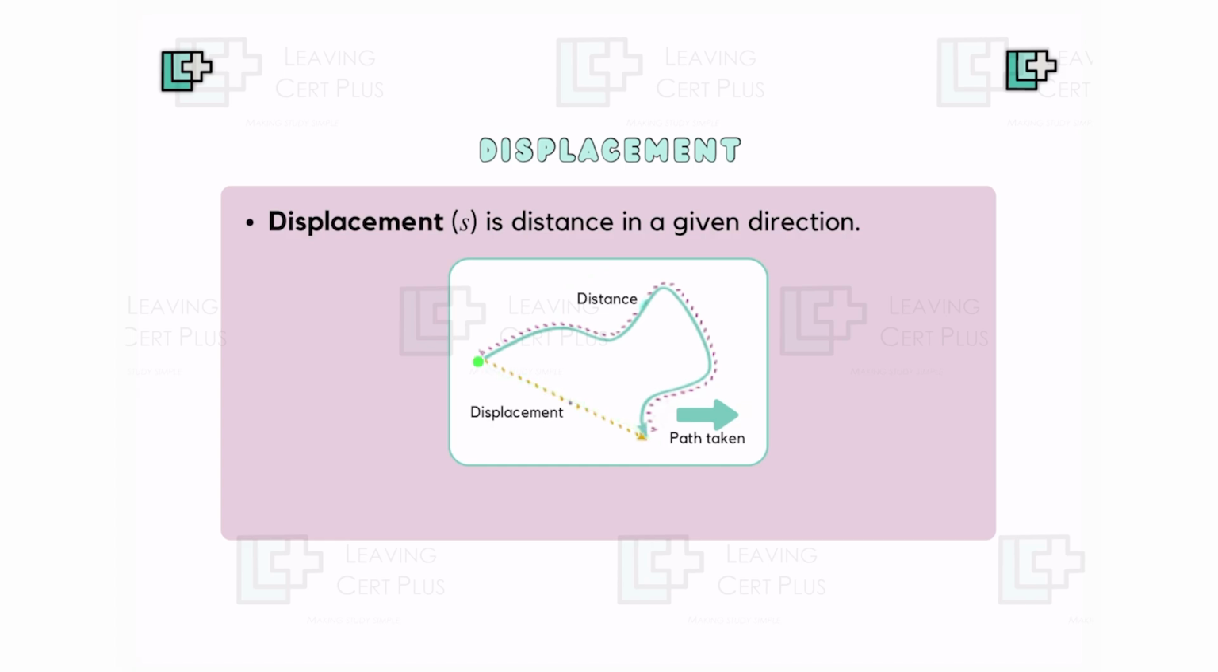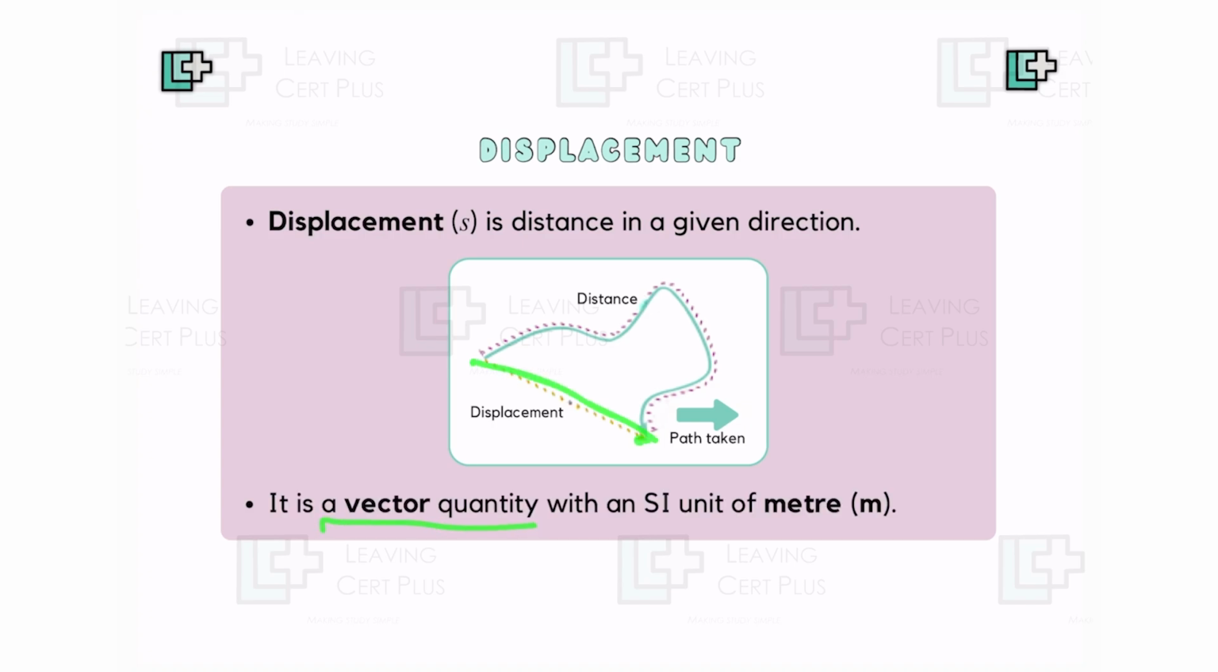The displacement can be thought of as how a crow would fly from the start point to the end point of that journey. And we're going to add that displacement is a vector quantity because it does have a size and it has to have a direction. And we're going to say that it's a vector quantity with an SI unit of 1 meter.